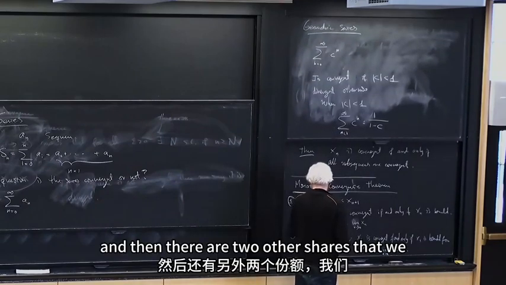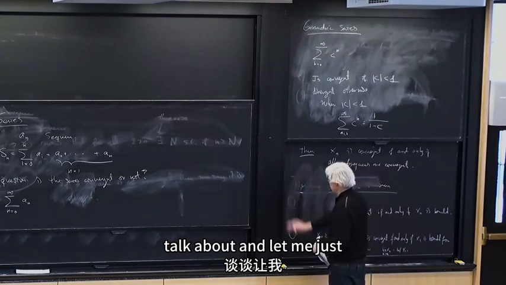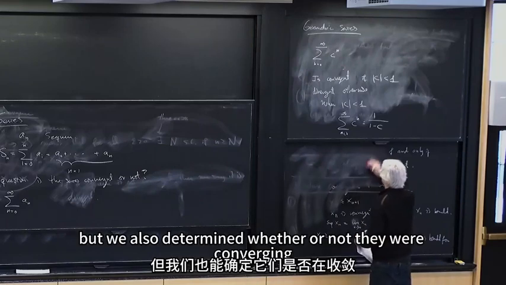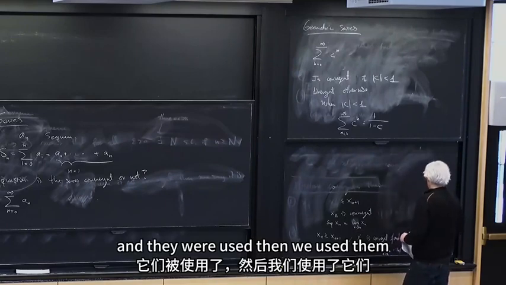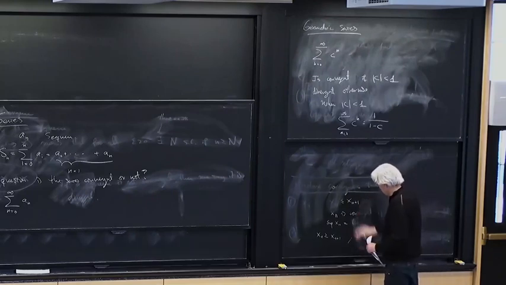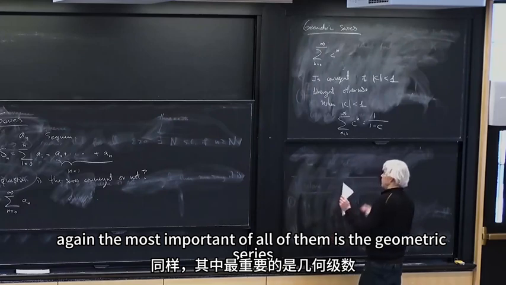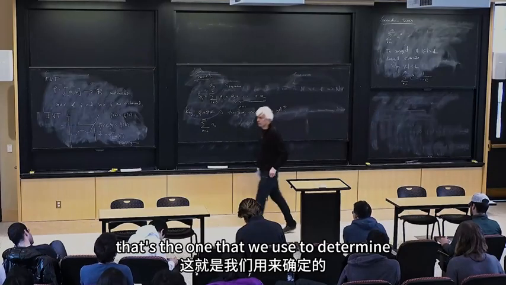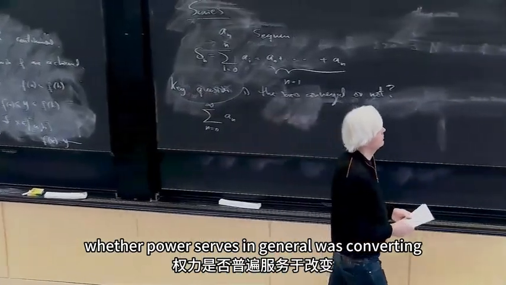And then there are two other series that we talked about. We not only talked about them, we also determined whether or not they were convergent, and then we used them to determine whether other series were convergent. But again, the most important of all of them is the geometric series. That's the one that we use to determine whether power series in general were convergent or not.